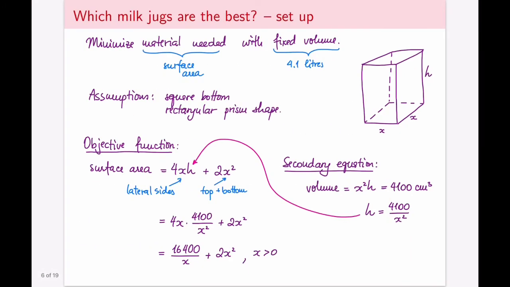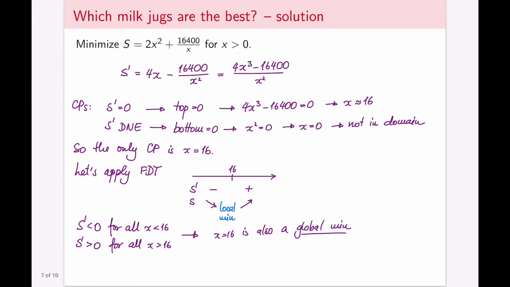We were asked for the problem, which shape of the milk jug is the best? So now I have that x is approximately 16, but I still don't know the value for h. So I know that my jug has to be 16 by 16 on the bottom, but I don't know how tall it has to be. Remember that secondary equation actually gives me a relationship between x and h. So if I just plug in x equals 16 here, I'll be able to figure out the value for h. So h is 4100 divided by 16 squared. And if we go through that, we will notice that h also comes out being 16.